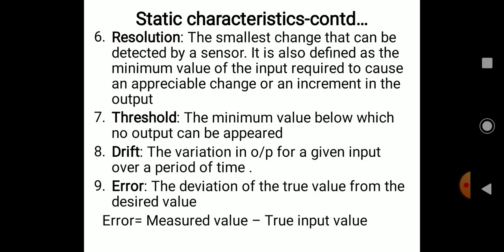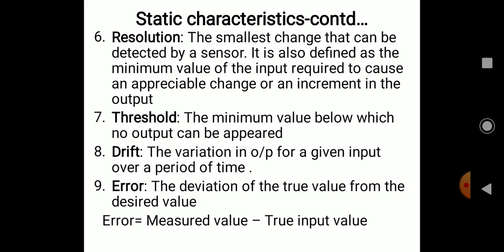Resolution. Resolution is the smallest change that can be detected by a sensor. It is also defined as the minimum value of the input required to cause an appreciable change or an increment in the output. Suppose you are taking an ammeter, its one small graduation value is 0.1 amps, which means that is the least possible measurement that we can take with that instrument.